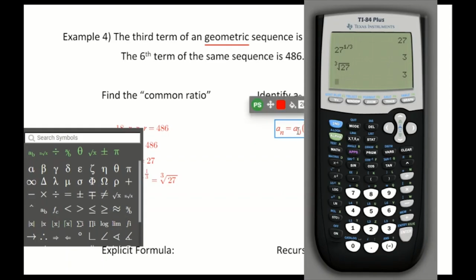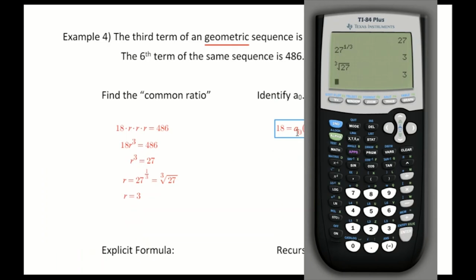Okay, so if we know r and we know one of the terms, we can solve for a sub 0. I like to use the smaller numbers just so my values don't get crazy, but it doesn't matter which one of these coordinates you pick. I just like the smaller one. So I'm going to plug in 3 for n. Say the third term is equal to 18. I know my r is 3, so now I can just solve for a sub 0.